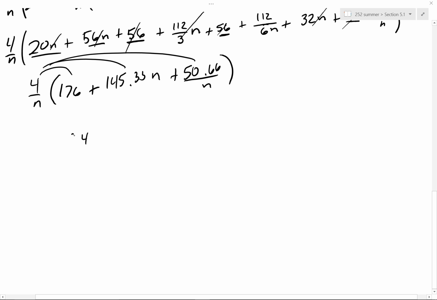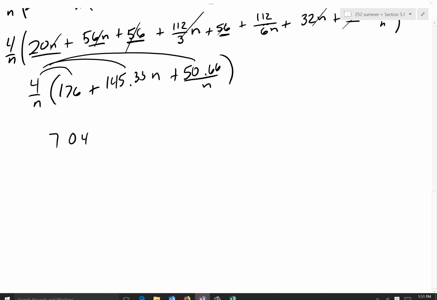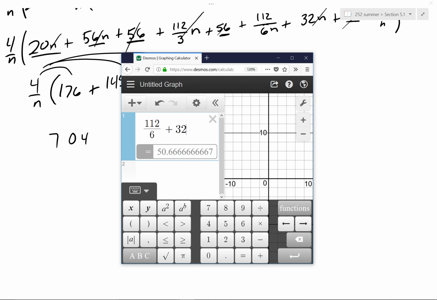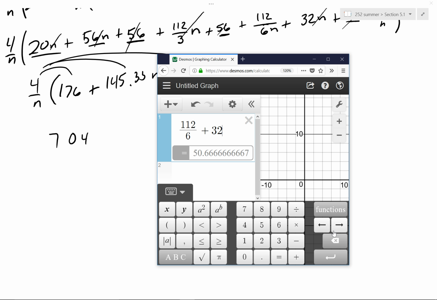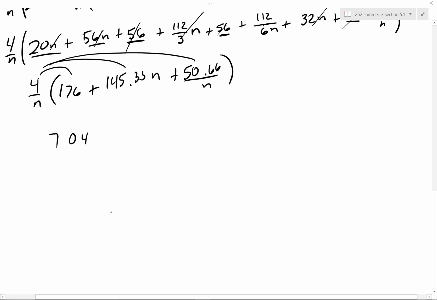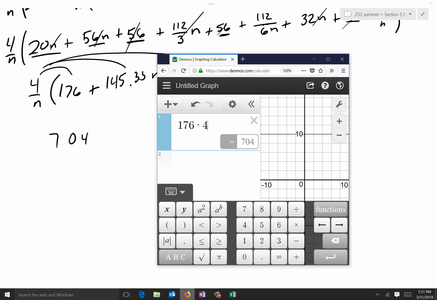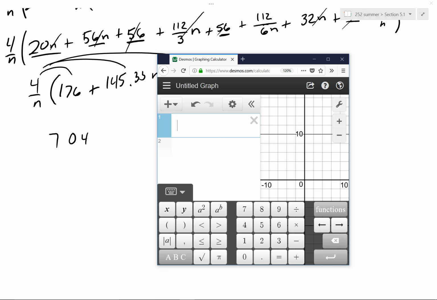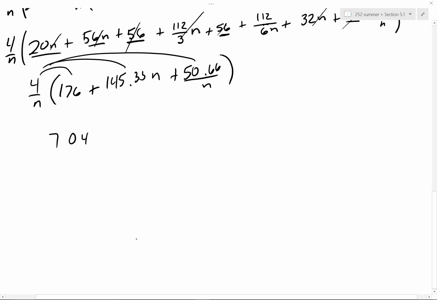24 carry the 2 be 30, carry the 3 be 704, I think. That doesn't sound right. Does that feel right? 176 times 4. My God, I'm right. How about that? Then we're going to take 4 times 145 and a third. So 581.333.